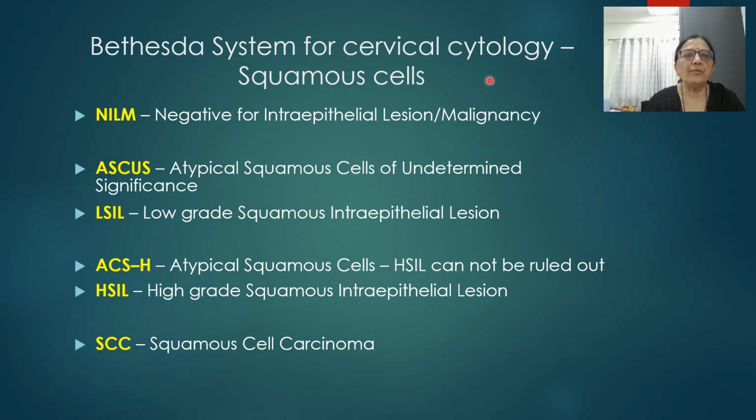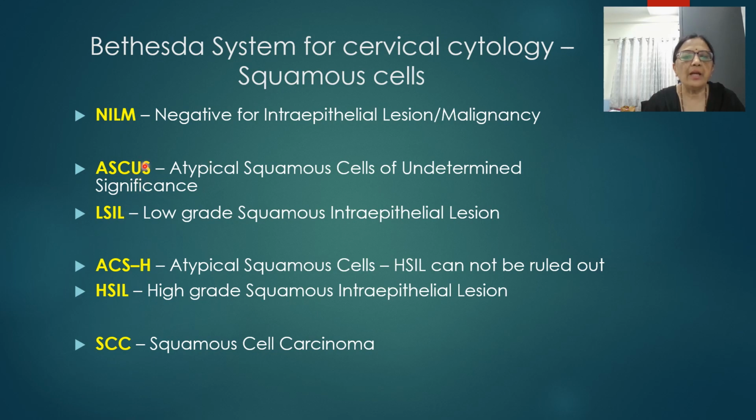This is a revision of the Bethesda system for cervical cytology, where these are the various terminologies which are used while reporting the cervical smear for cytology. For squamous cells, the terminology which is used is NILM. NILM is negative for intraepithelial lesion or malignancy.